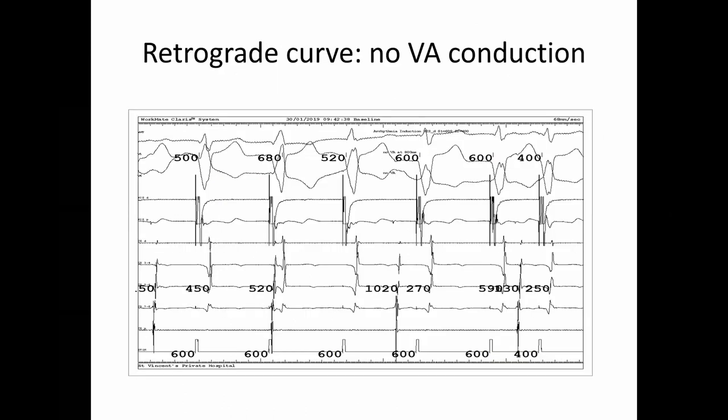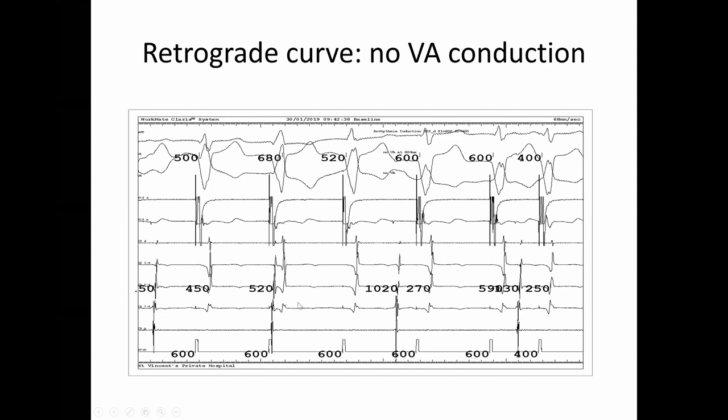Another alternative is that this might not be VA conduction, and this can be a very normal finding, especially in young fit people. Sometimes you actually have to put people on isoprenaline to get conduction retrograde across the AV node. If you look at this, it initially looks quite a mess and you wonder what's happening. There are so many sharp spikes everywhere.